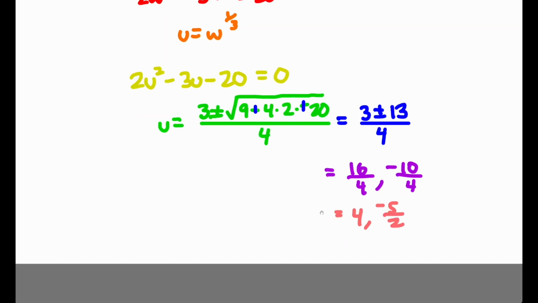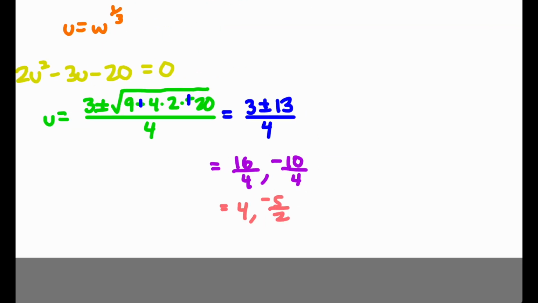But the problem with this is we can't have the answer in terms of u. So what we're going to do is we're going to say the w to the 1/3 power is equal to 4, as well as the w to the 1/3 power is equal to negative 5 halves. We're going to cube both sides, so w becomes 64, and the negative 5 over 2 is going to become negative 125 over 8, and those are going to be the two answers.